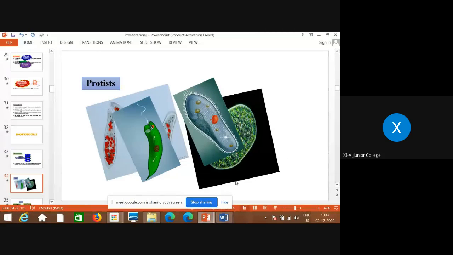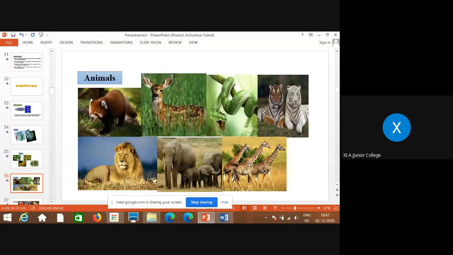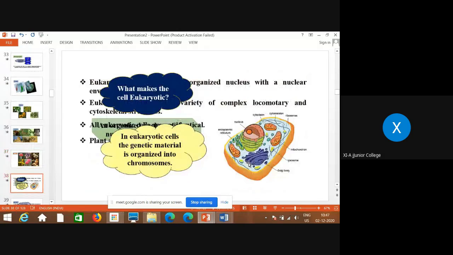Some examples are Paramecium, Euglena, then plants, animals, fungi. These are examples of eukaryotic cells. So what makes the cell eukaryotic? That is the genetic material. In eukaryotes, the genetic material is organized into chromosomes. Everybody knows that. The nucleus is very well developed, that is the membrane-bound nucleus present in eukaryotes, and the genetic material is in the form of chromosomes.